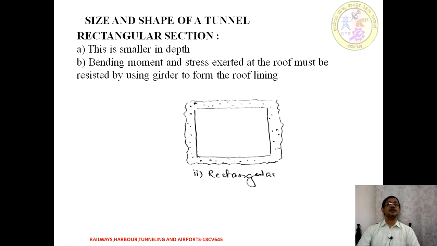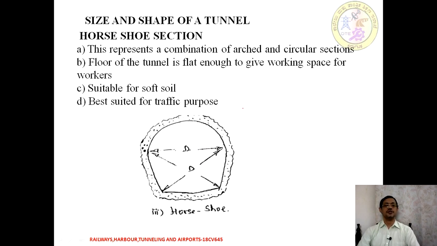Next is the rectangular section. It is smaller in depth. When we talk about the bending moment and stress exerted on the roof, it must be resisted using a girder, as it forms the roof lining. So this is the shape of a rectangular type, this is the width and this is the height. Whenever we are providing a smaller depth, rectangular sections can be used, or a rectangular shape of tunnel can be constructed.